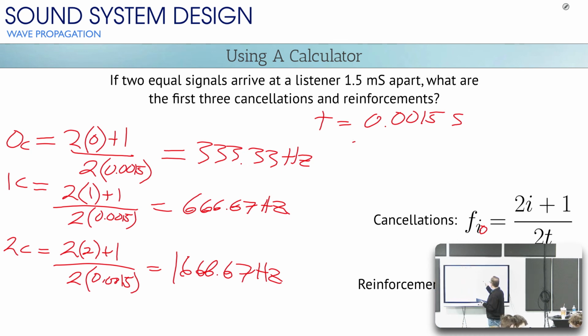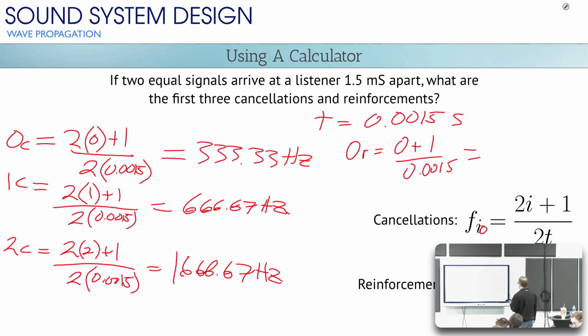So 0 for reinforcement would be 0 plus 1 divided by 0.0015. I have a question. Yes? Sorry, for cancellation 1, you're going 2 times 1 is 2 plus 1 is 3. Yeah. 3 divided by 0.003. Yes. Right, okay. So that's 666.67. Yes, you're right. This was actually 1,000.